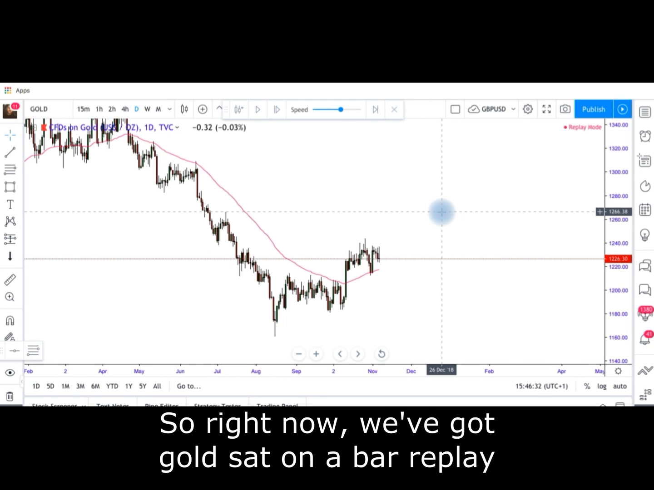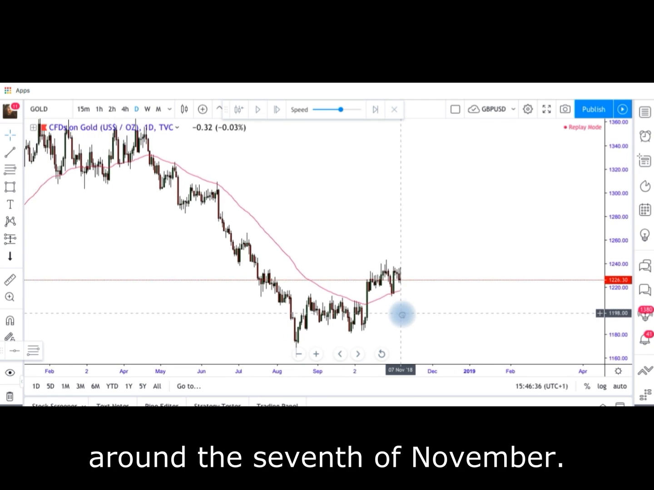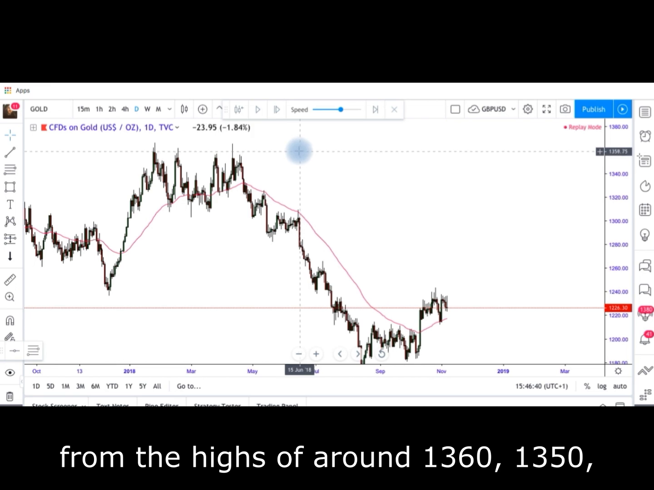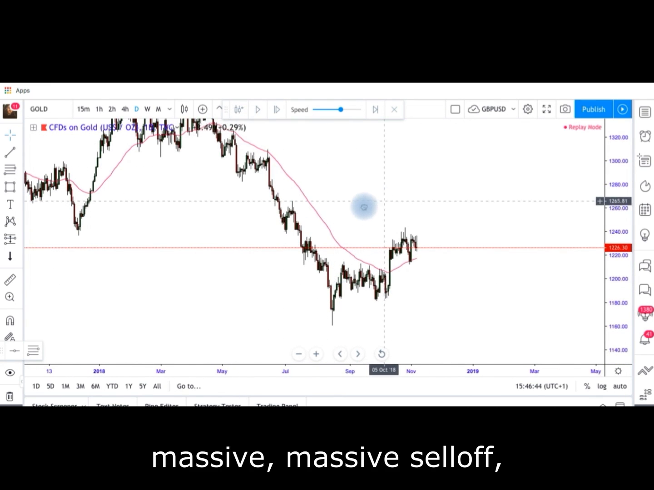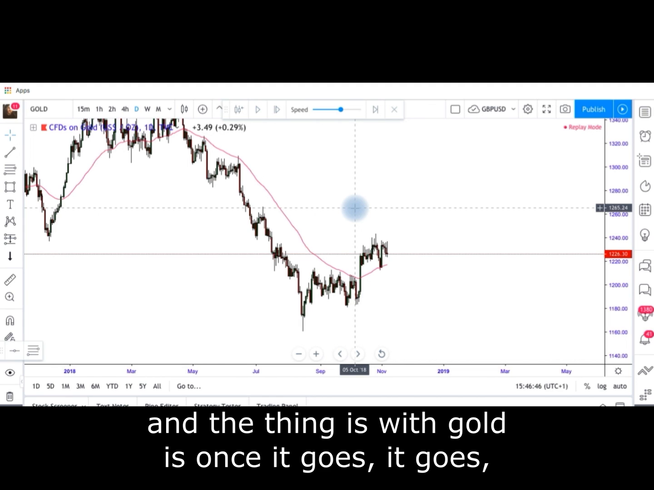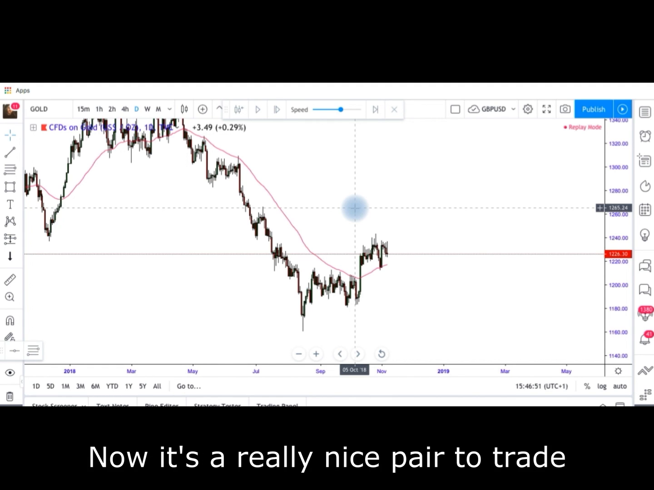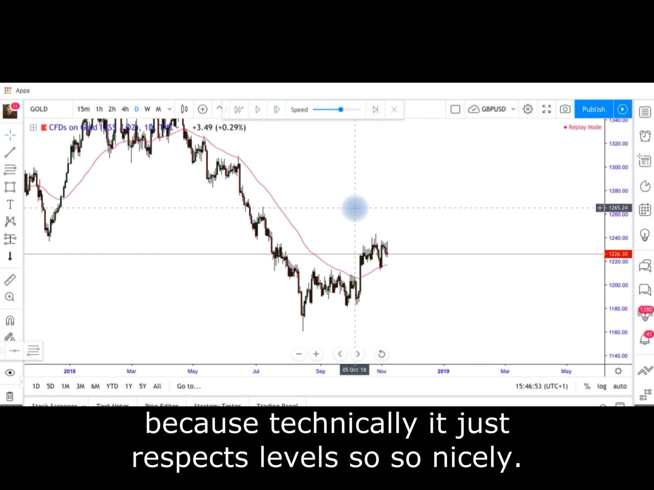So right now we've got gold sat on a bar replay around the 7th of November. Now we can see that we had this huge sell-off from the highs of around 1360, 1350. Massive sell-off. And the thing with gold is once it goes, it goes. Honestly, it just takes off. It's a really nice pair to trade because technically it respects levels so nicely.